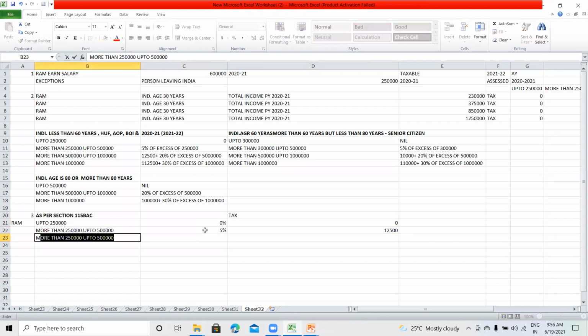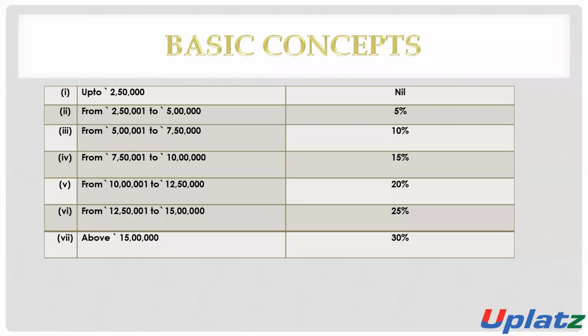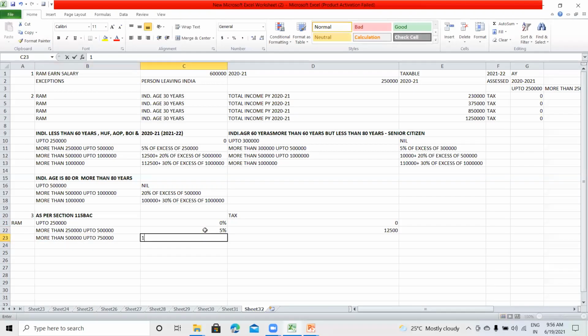If the income is more than 5 lakh rupees but up to 7 lakh 50,000, then the tax rate will be 10%.